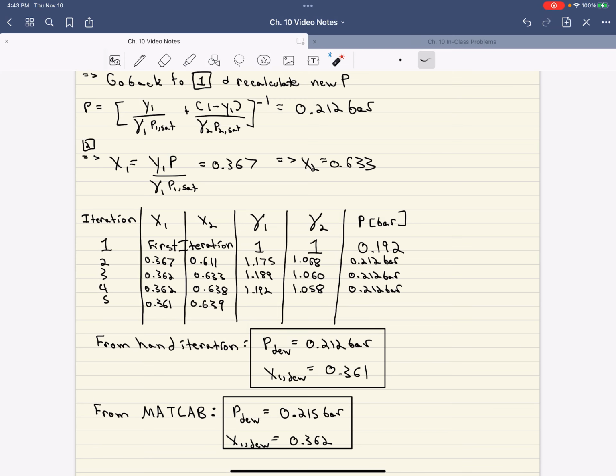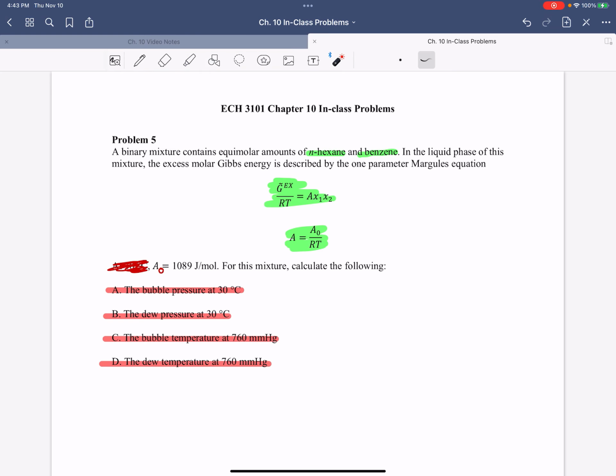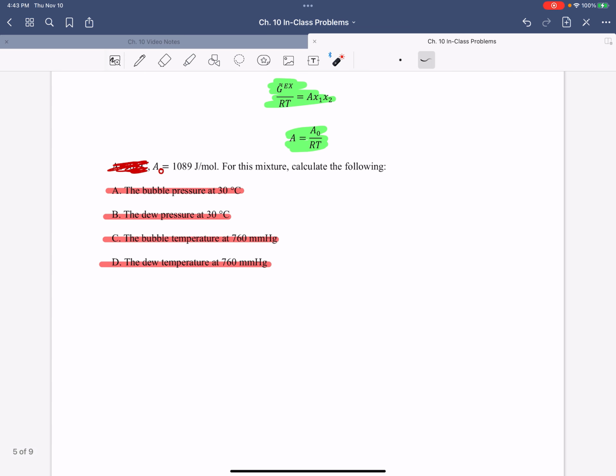So in parts A and B, we focused on calculating the bubble point and the dew point pressures, right, for a given temperature. For parts C and D, we now want to flip that, and we want to find the temperatures that correspond to the bubble point and the dew point. And we're given a total pressure here.